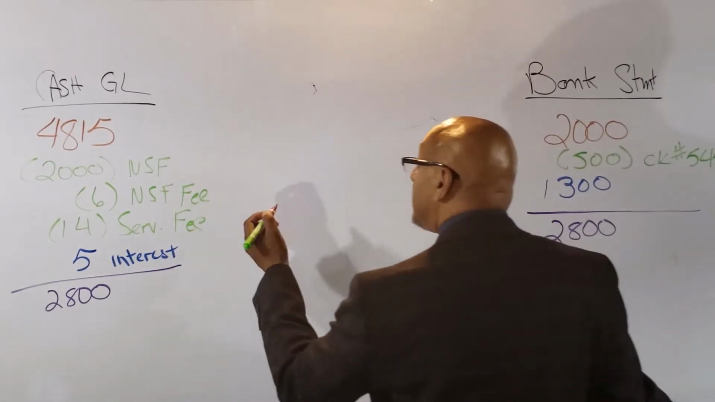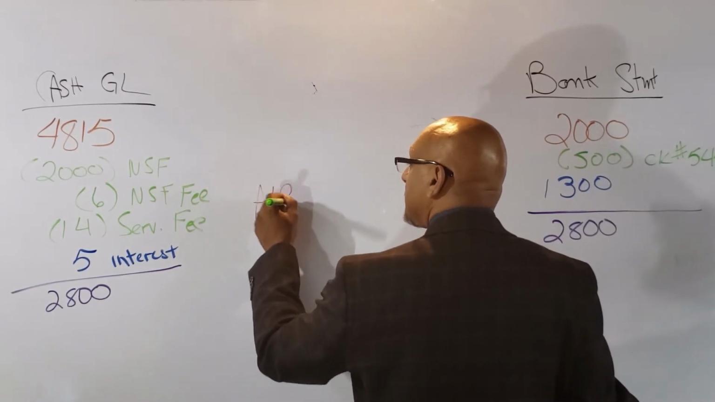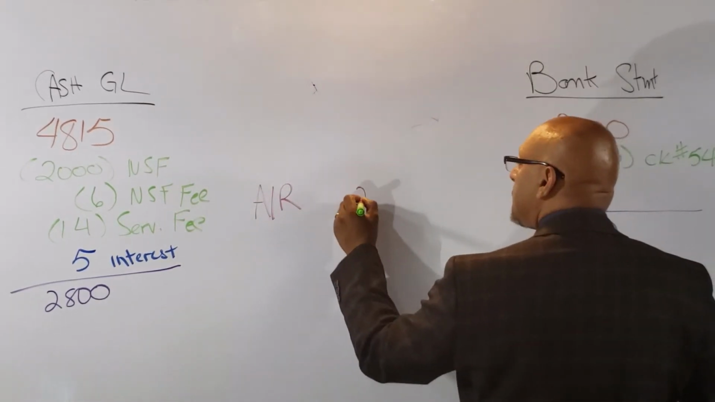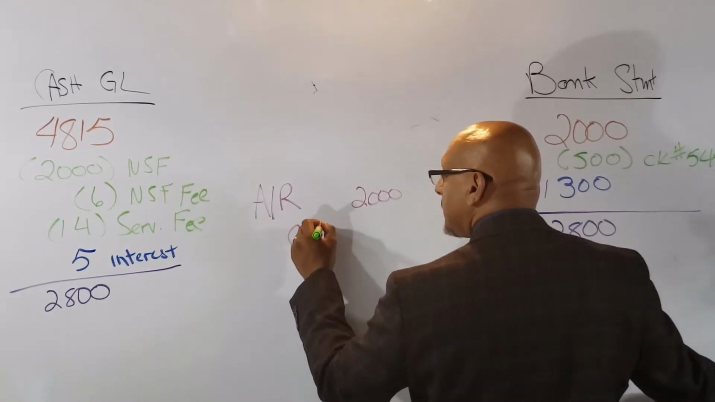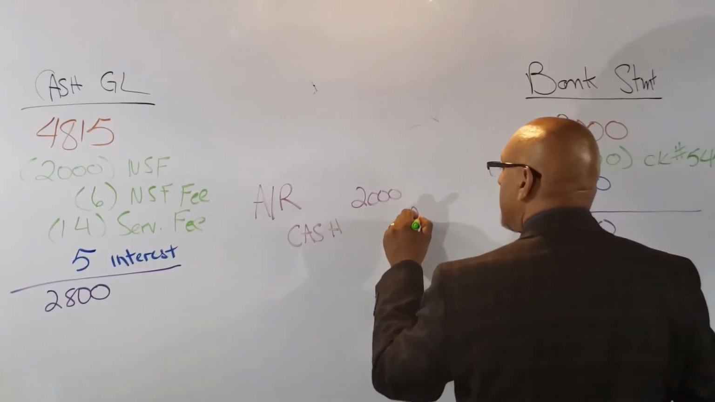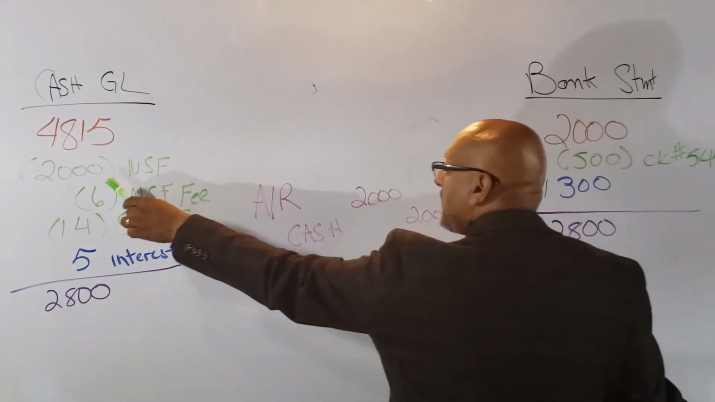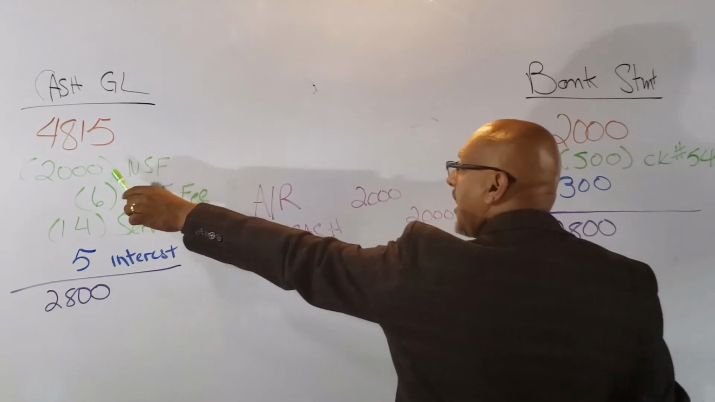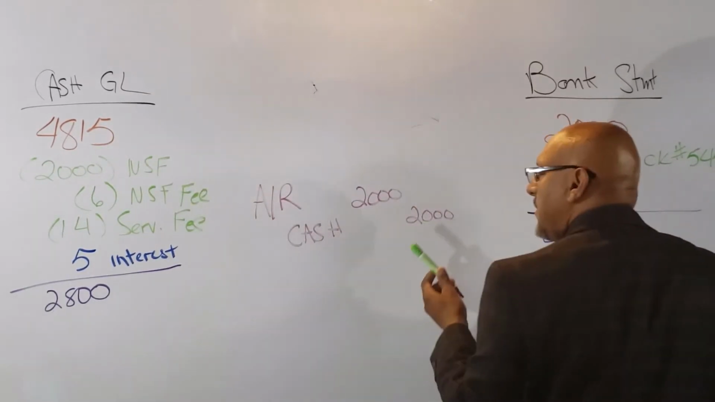So we have to debit AR for $2,000 and credit cash, because this cash, we have to take it out of the GL because the GL is overstated. So that 2,000 is going to be here.